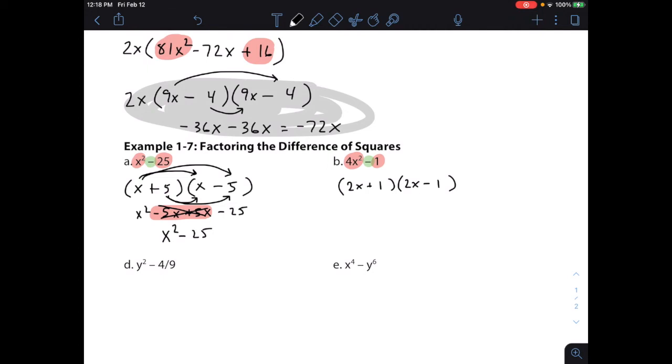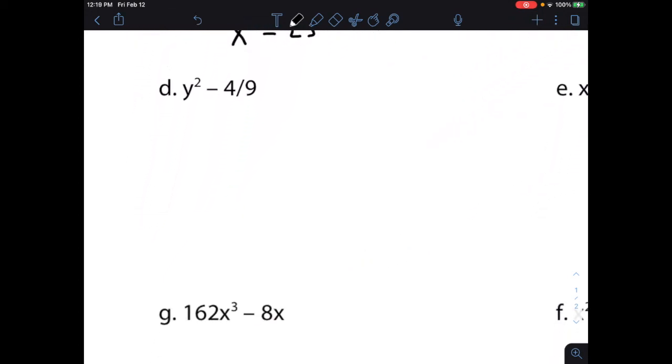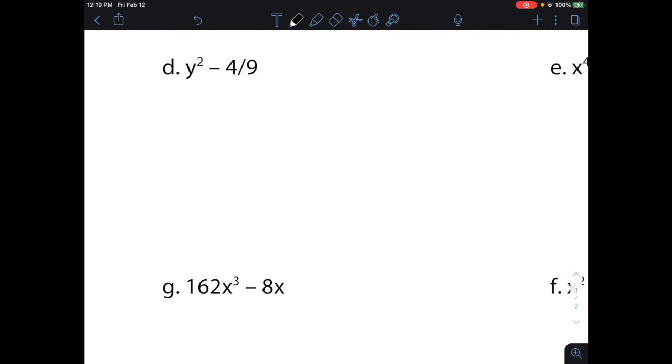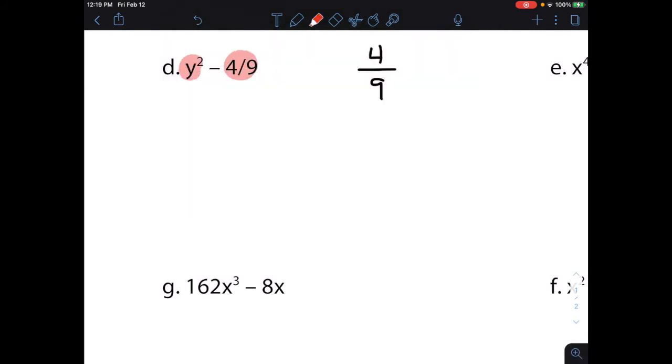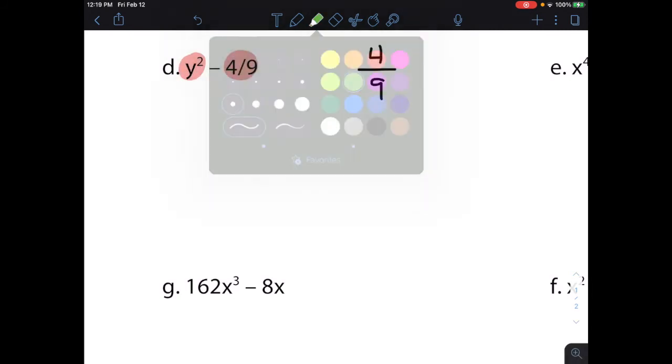All right. Some of you might be worrying about this fraction here. It's 4/9, 4 over 9 like this. And don't worry about it because 4 and 9 are both perfect squares. So we can go ahead and highlight that in red. Y squared is good. And then we know we have the difference.